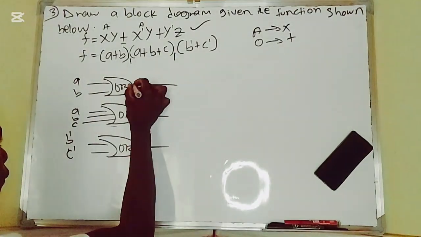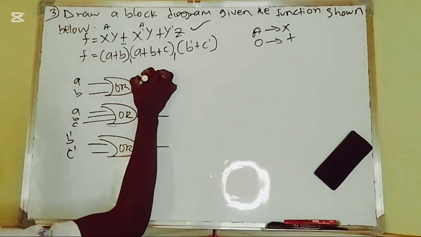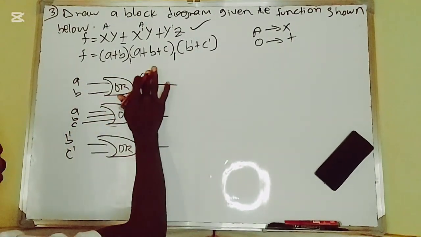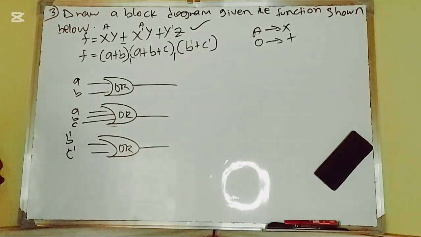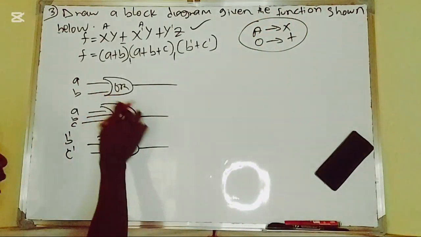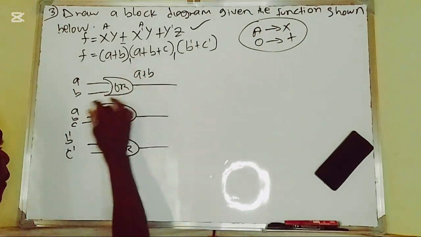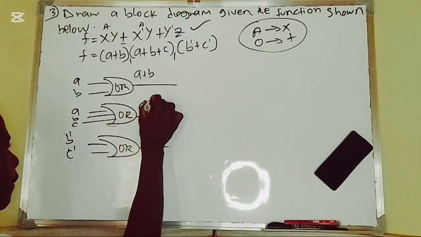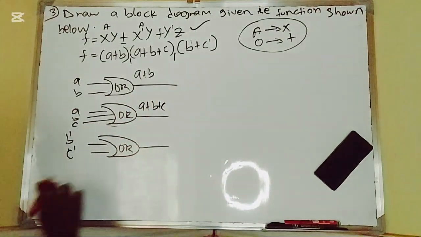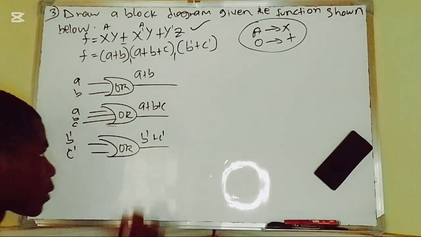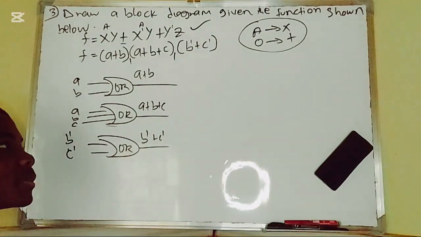This is the output. Don't forget, it is an OR gate, so it will become A plus B. And this one will become A plus B plus C. And this is B prime plus C prime. I hope you get this point.